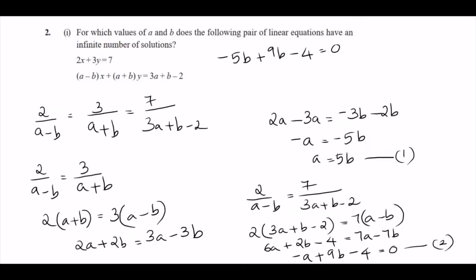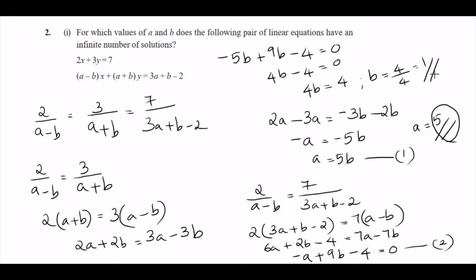9b minus 5b is 4b, minus 4 is equal to 0. So 4b is equal to 4. So b is equal to 4 by 4, that's equal to 1. So we have got the value of b as 1. Now substitute this value of b and get the value of a. So here a is equal to 5 into 1, that is 5. So the a value is 5 and the b value is 1.